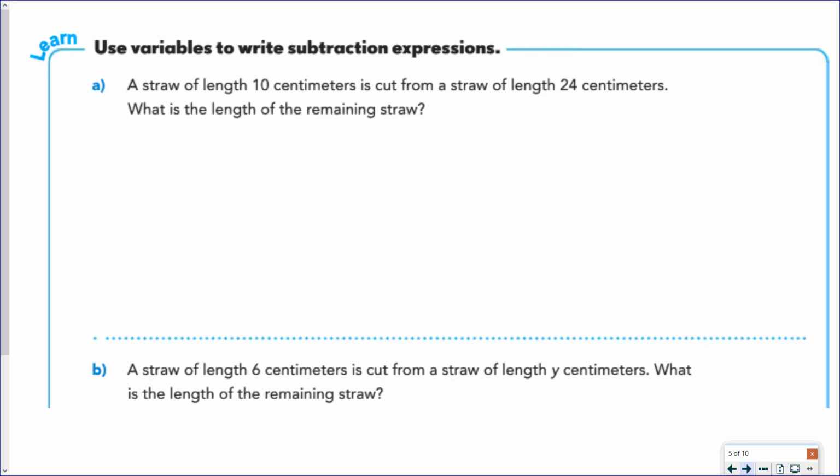Well, here we have a straw of length 10 centimeters. It's cut from a straw of length 24 centimeters. What is the length of the remaining straw? Well, again, you might be tempted to put 14, but we are writing expressions. So instead of 14, you would put 24 minus 10 because we're taking those 10 centimeters off of the 24. Now with subtraction, you cannot switch the order. So if you had 10 minus 24, that would be an incorrect answer.